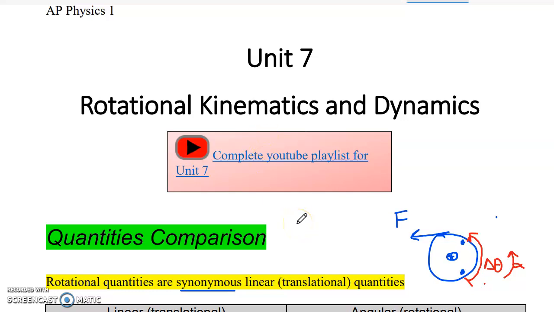This was simply to compare different quantities that we are familiar with and show that they are very similar to the quantities that we will deal with on the angular side of things.